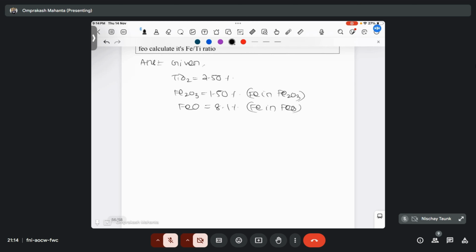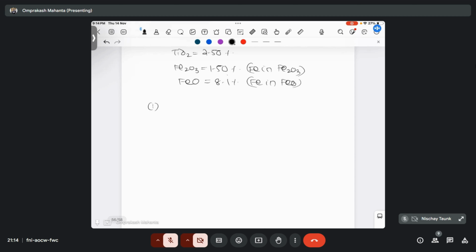So I am directly using the conversion factor. If you know the weight of Fe2O3 and Fe, you can do that. Find Fe in Fe2O3, then multiply by 1.50. In the case of FeO, find the Fe in FeO first, then multiply by 8.1. So what will be the amount of Fe in Fe2O3? That is 55.85, the weight of Fe, into 2, divided by 2 into 55.85 plus 48, right?